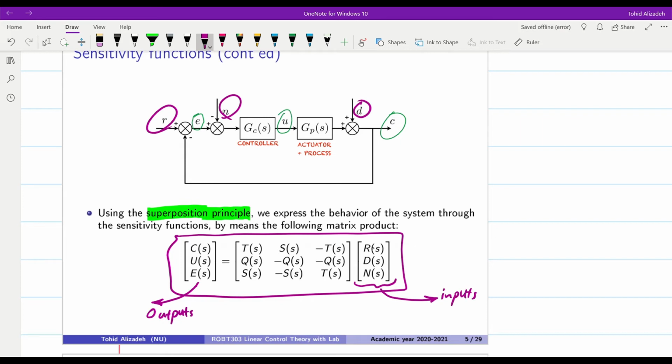So if I want to obtain the transfer function, or the relation between one output and all the inputs, C of S, for example, will be obtained as the first row of this matrix multiplied by the inputs vector. So T of S times R of S plus S of S times D of S minus T of S times N of S.